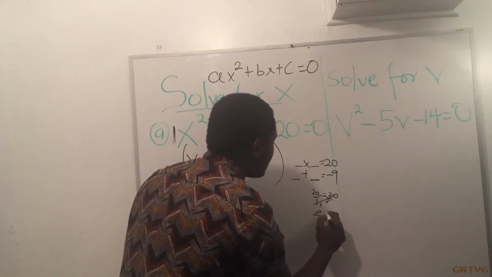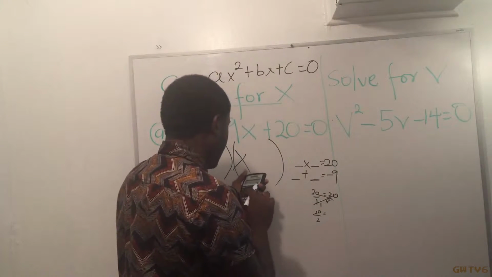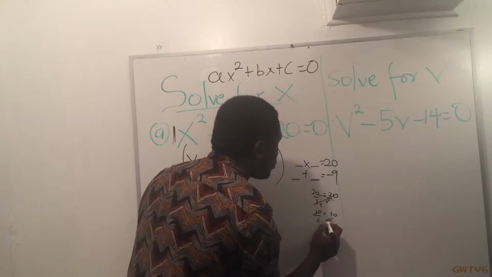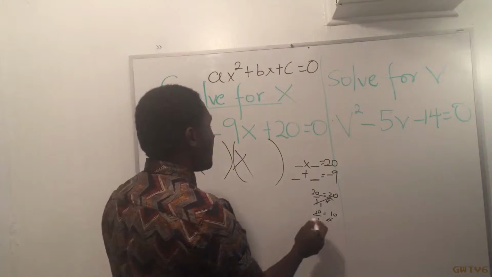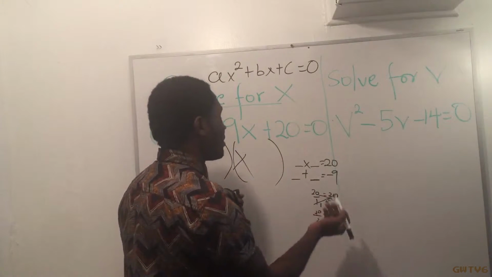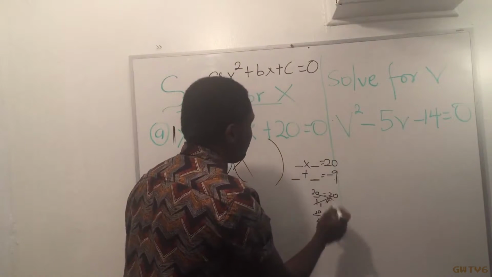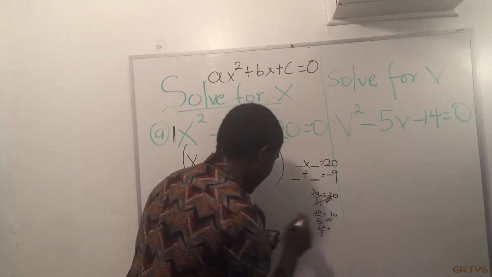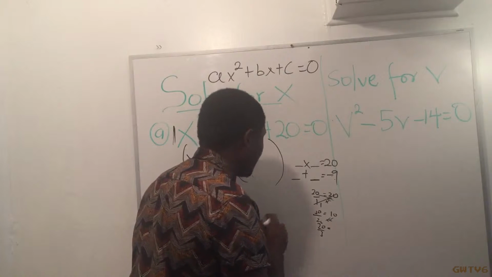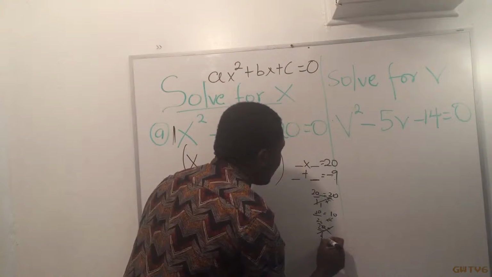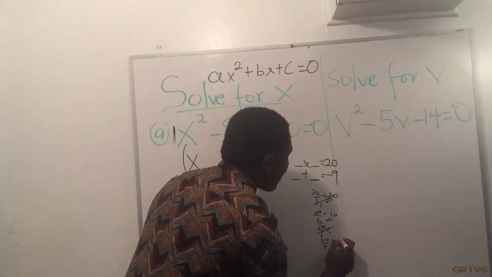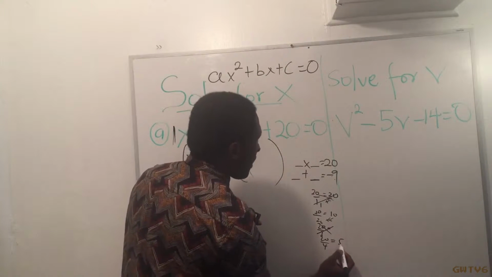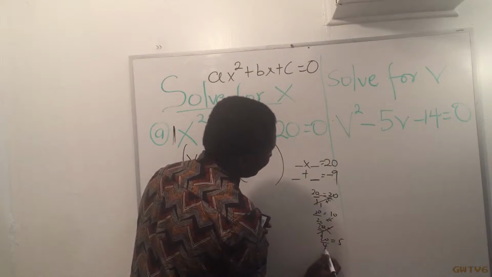20 divided by 2 is 10. So that means 10 times 2 is 20. But 2 plus 10 is not -9. So let me move on to 3. 20 divided by 3 gives me a decimal, so that will not even work. And then 20 divided by 4 is 5. So that means 5 times 4 is 20. But what is 5 plus 4?